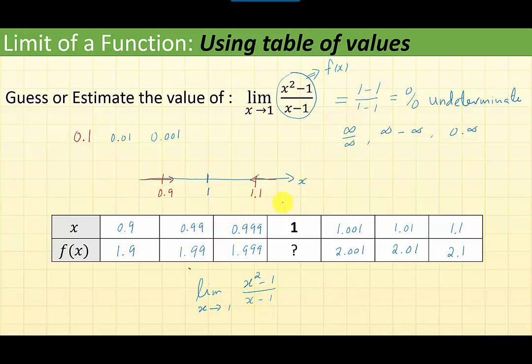What you see is, as x is increasing, approaching 1 from the left, f of x is going up from 1.9 to 1.999. Or from the right side, when x approaches 1 from the right, f of x decreases from 2.1 to 2.001. We can easily guess now that f of x is clearly approaching 2 as x approaches 1.